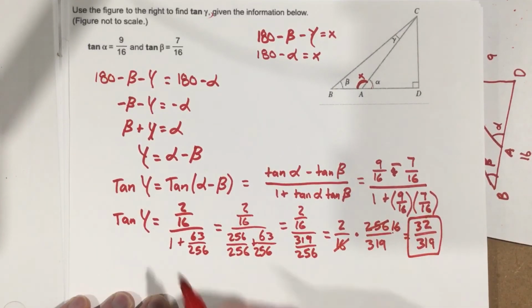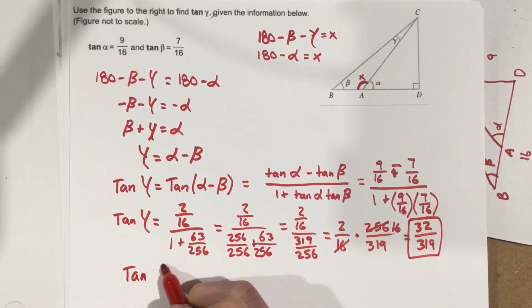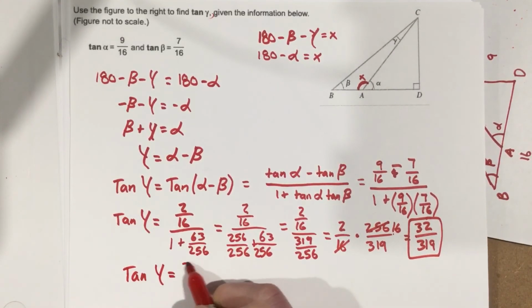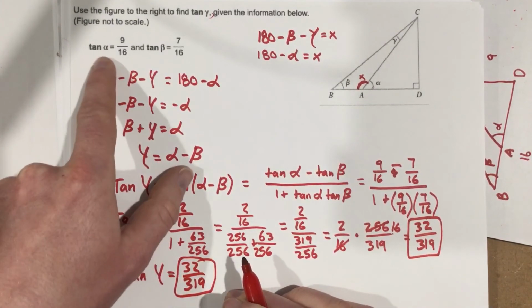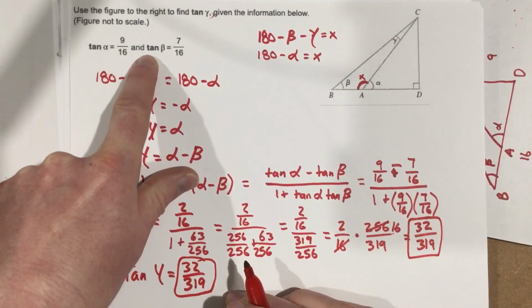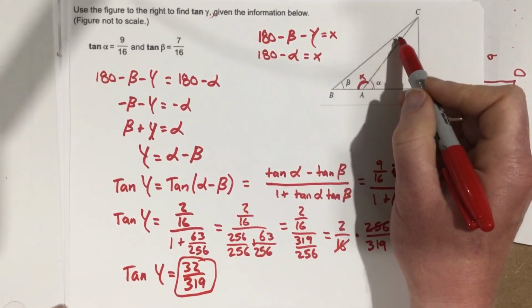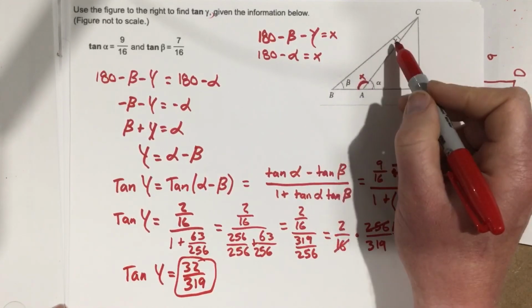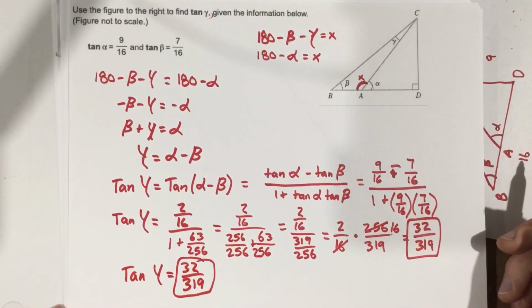So tangent gamma, we can write that one more time, is 32 over 319, based on our tangent alpha being 9 over 16, our tangent beta being 7 over 16, and us knowing that beta plus gamma, the angle we get when we add those two angles together, is the same angle as alpha. Supplementary angles.